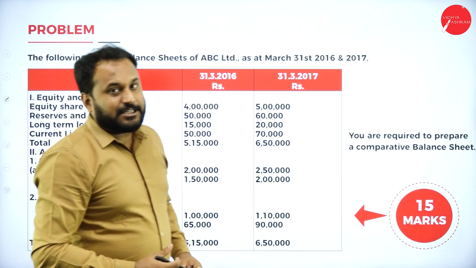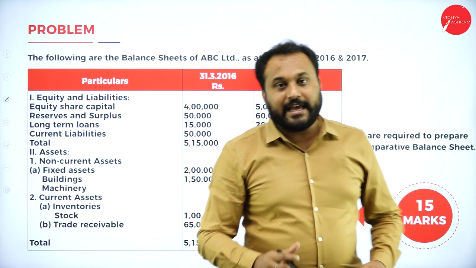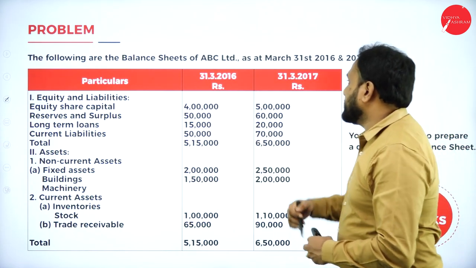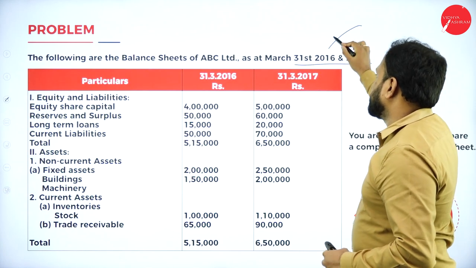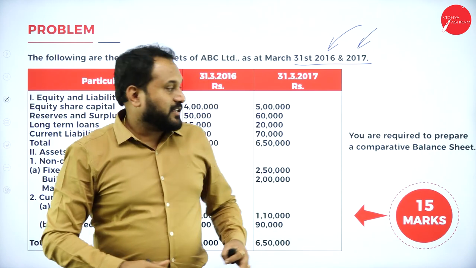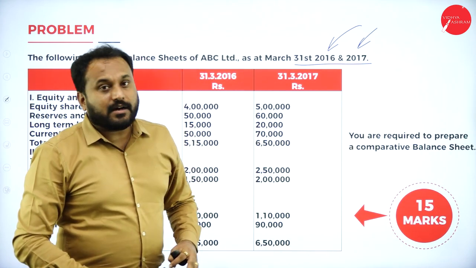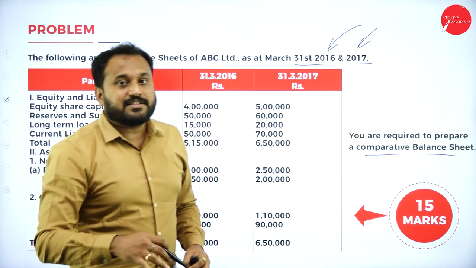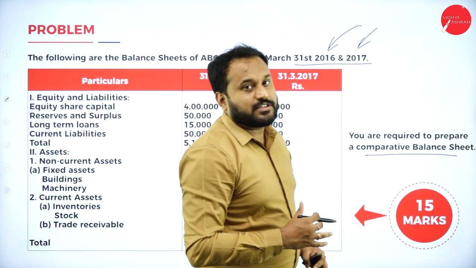Let's go with the next problem, which is a 15 marks question. And the minute I see this question: the following are the balance sheets of ABC Limited as at March 31st, 2016 and 2017. They have actually given. What we are supposed to find is, you are required to prepare a comparative balance sheet. Comparative balance sheet, that means what? Analysis of financial statements. This is what the question is from.